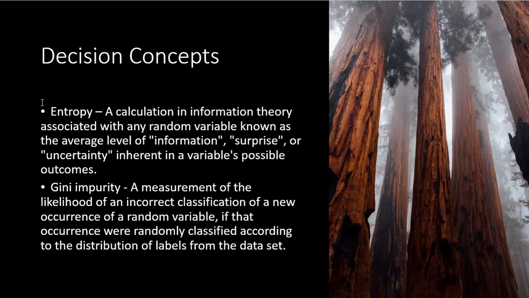Here are some terms that are very common when you work with decision trees. The first is entropy, and we did a video on entropy, and we did a lot of SQL calculations working with entropy. It is the amount of surprise or uncertainty or a level of information in a data set. Another measure of so-called impurity is the Gini impurity, and it's the measurement of the likelihood of incorrectly classifying a new occurrence of a random variable if that occurrence were classified according to labels that we're trying in our decision tree.